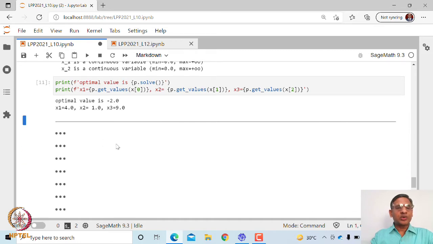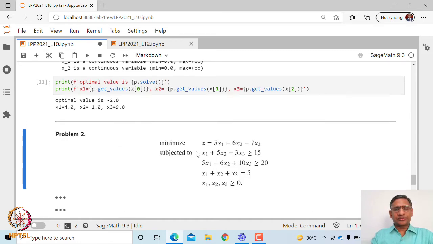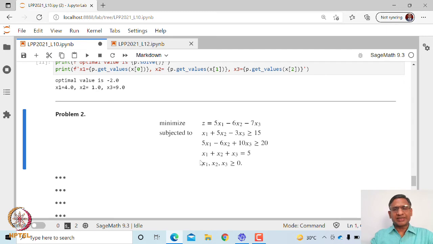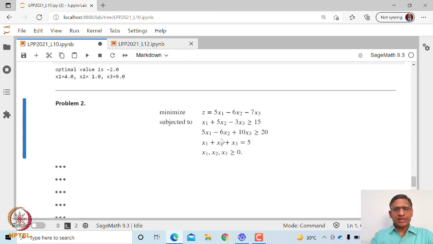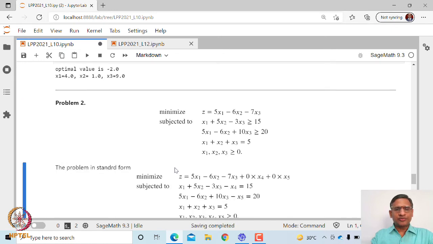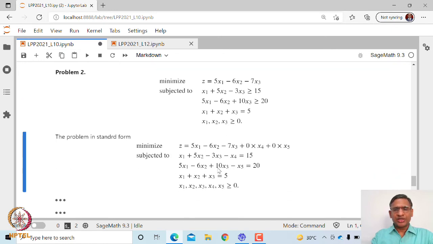Okay, now let us look at one more problem and apply the big M method to this problem. Again, this problem is of minimization type. The constraints are greater than or equal to, and one constraint is an equality constraint. So first we will convert this problem into standard form. Therefore, in the first and second constraint we will be introducing surplus variables x4 and x5. In the third constraint, we do not require any artificial, slack or surplus variable.